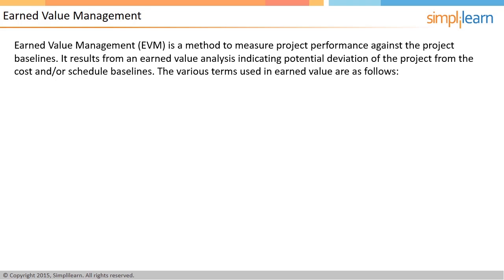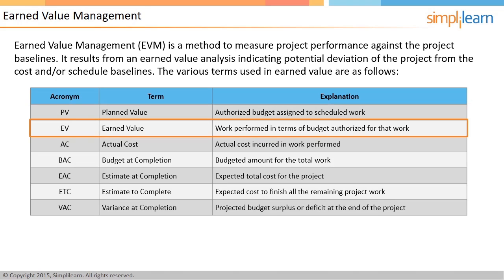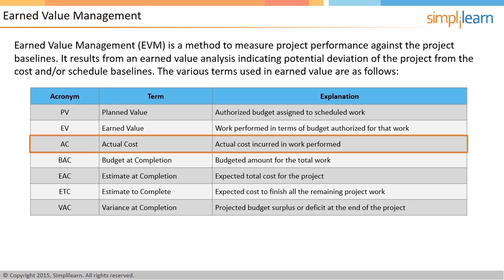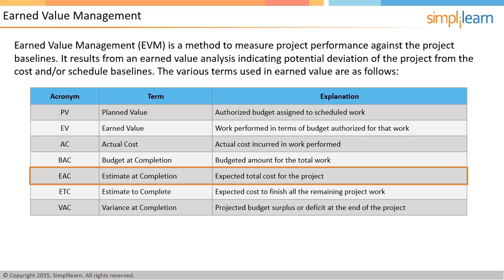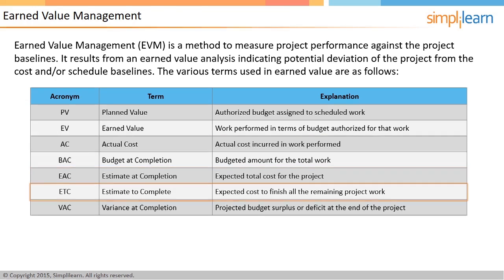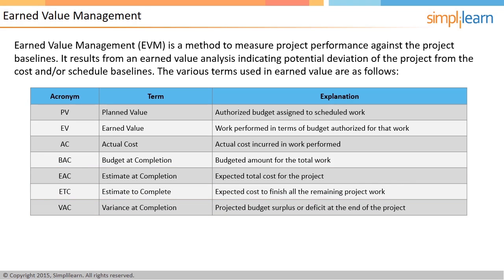There are various terms used in earned value technique. Planned value is the authorized budget assigned to the scheduled work. Earned value is the work performed in terms of budget authorized for that work. Actual cost is the cost incurred in work performed. Budget at completion is the budgeted amount for the total work. Estimate at completion is the expected total cost for the project. Estimate to complete is the expected cost to finish all the remaining project work. Variance at completion is the projected budget surplus or deficit at the end of the project. All the parameters displayed on the screen are measured in terms of cost.